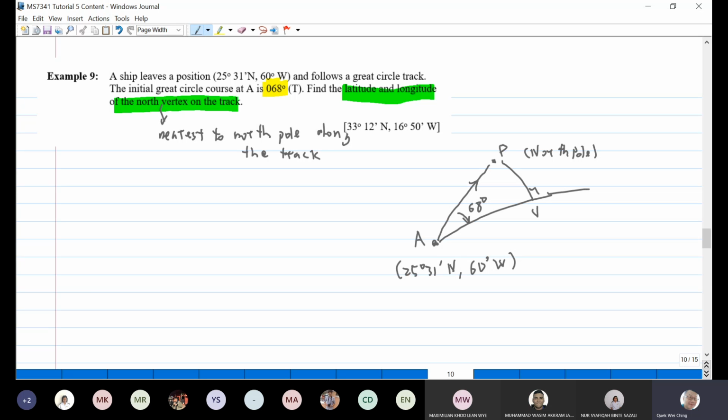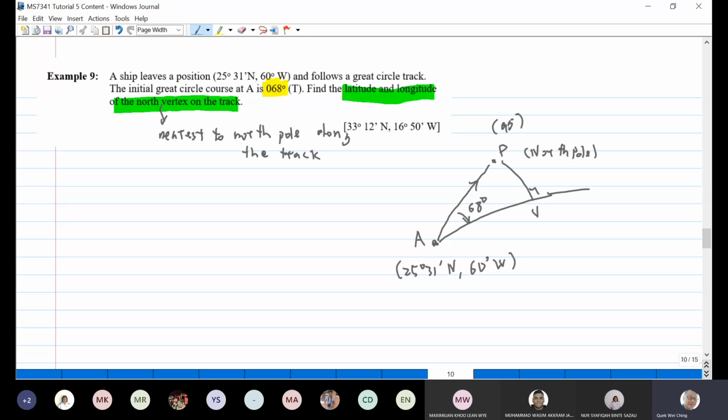Look at what the question asks. There is a lot of information. They tell you the position A, the latitude and longitude, and they give the direction, the bearing of 68 degrees initial course. So I want to find the vertex. Let's try to answer this. You know the North Pole angle is actually 90 degrees.